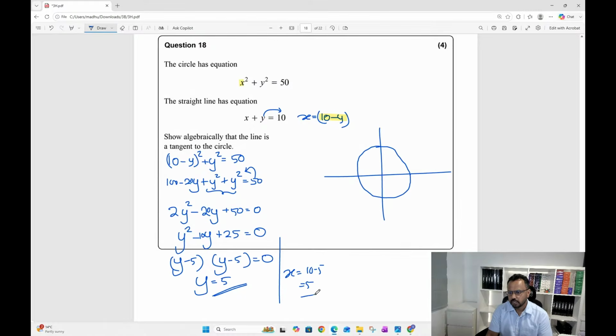Oh, okay. So it touches, this is about 7.1 roughly, right? Root 50. When x is 5 and y is 5. Now that is the only point it touches. Hence, it is a tangent. Thumbs up if you understand this. Hello? Yeah?